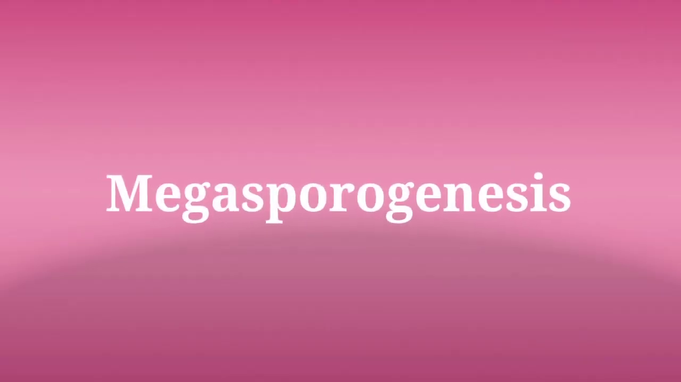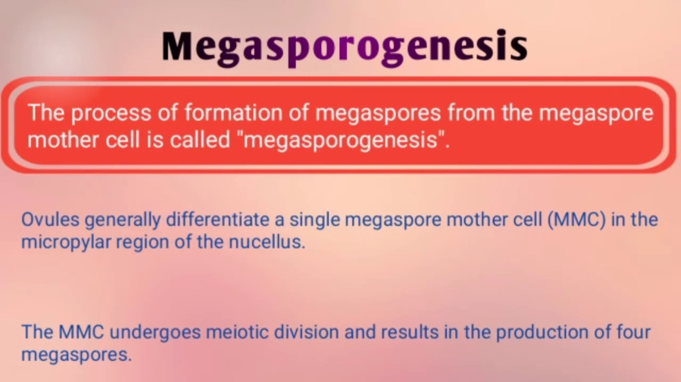Now let's see what is megasporogenesis. The process of formation of megaspores from the megaspore mother cell is known as megasporogenesis. So here megasporogenesis means formation of megaspores. From where? From the megaspore mother cell. Ovules generally differentiate a single megaspore mother cell in the micropylar region of the nucellus. So we will get the megaspore mother cell at the micropylar end, at the tip portion.